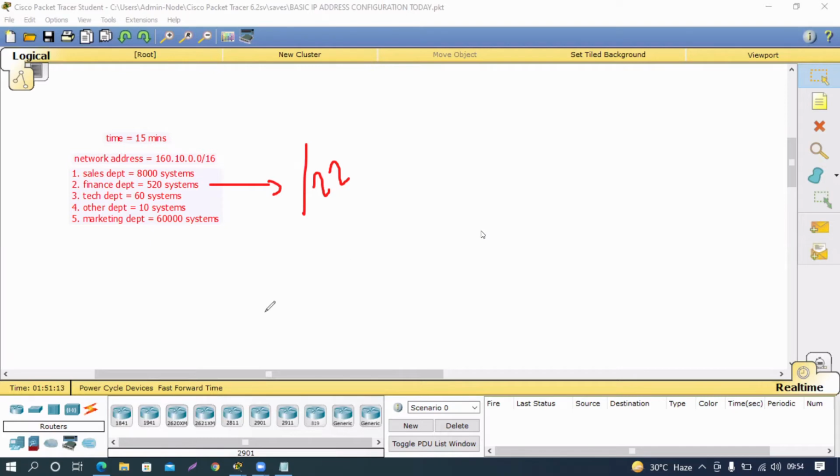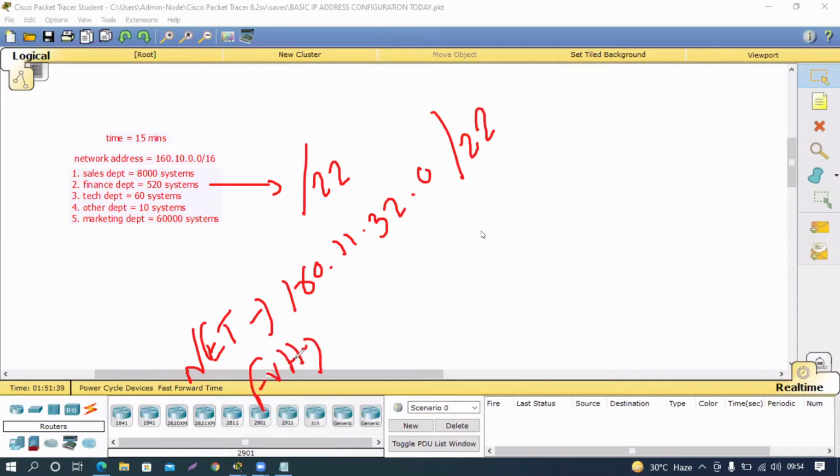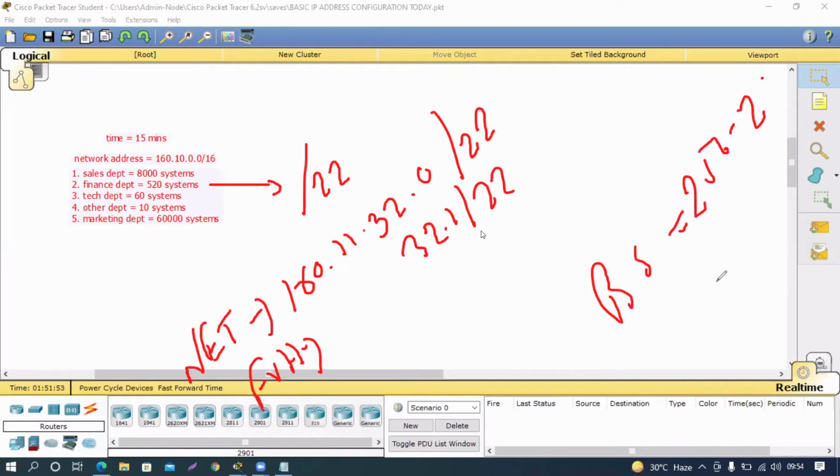So slash 22 means the network address will be 160.11.32.0/22, right? This is our network address. Our first valid host address will be 160.11.32.1/22. What will be the block size? 256 minus 252 equals 4.